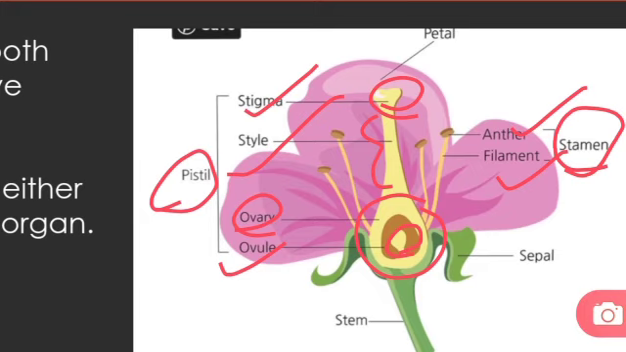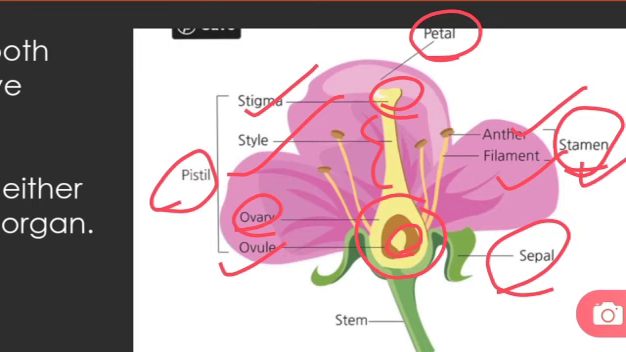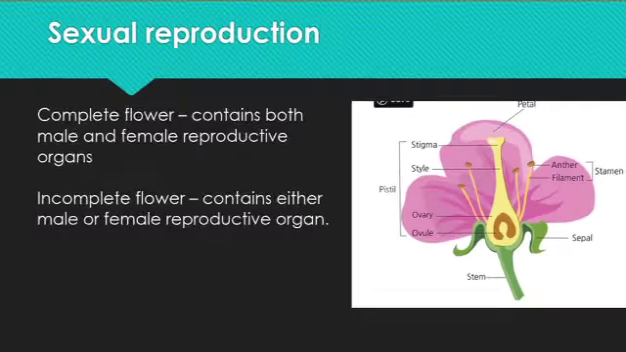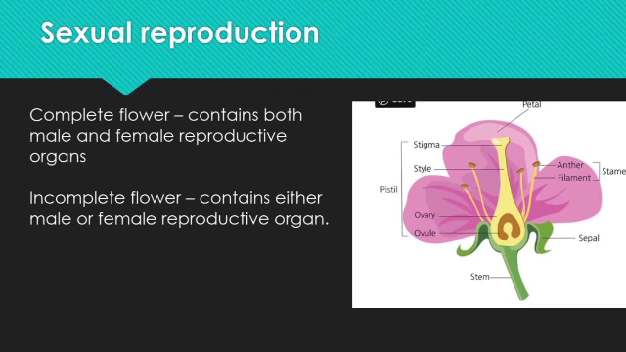Other than male and female gamete, two more parts are present, that is the sepal, which is the green leaf-like structure present just below the petals, and the other one is petal, which is a colorful part of the flower that helps in attracting the insects. Okay, so these are the two reproductive parts of the flower, that is the stamen and pistil, the male and the female reproductive part of the flower.